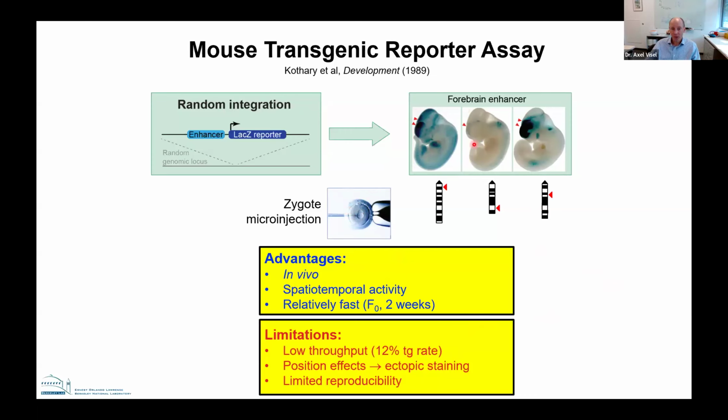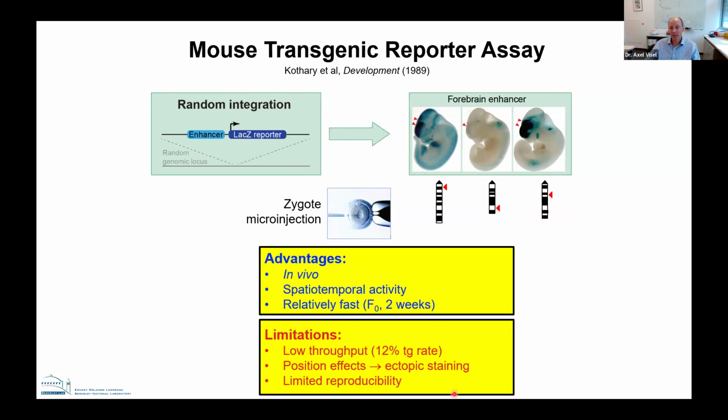The second is shown here. When you do these random integrations, then you get position effects, meaning that the construct integrates into a random position in the genome, and often it will pick up the activity of other regulatory sequences that may be present at the insertion site. These could be other enhancers that cause ectopic activity. It could be repressive elements that cause a reduction in activity.